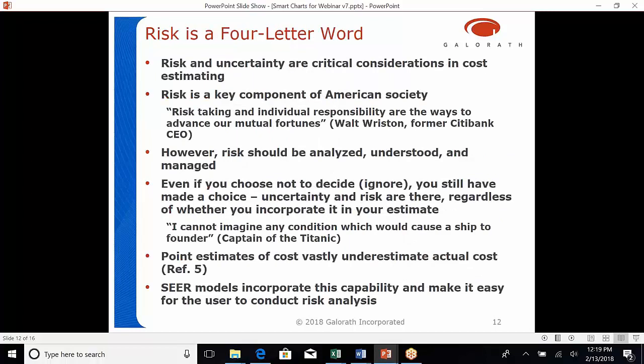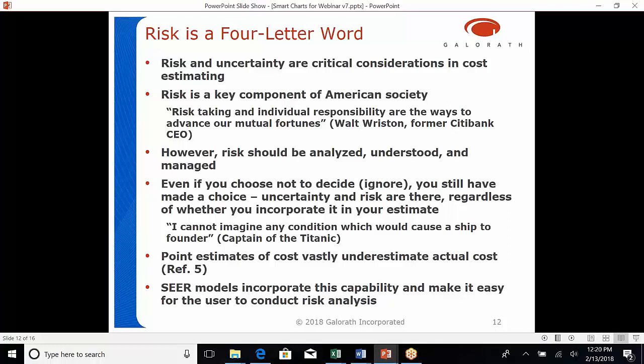Okay, I also want to talk about risk. Risk is a key consideration in cost estimating. Risk has been called a key component of American society. Walt Wriston, former Citibank CEO, said that risk-taking and individual responsibility are the ways to advance their mutual fortunes. Our forefathers took a lot of risk coming to this country, leaving behind their lives in other countries when they came to this country.